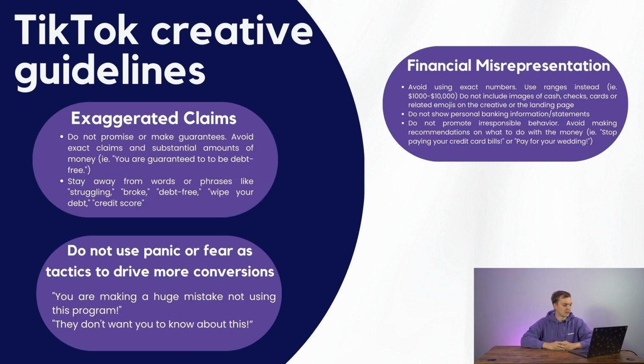And some more examples: don't make any promises or guarantees, and don't use any phrases like struggling, broke, or debt free. Also, do not use panic or fear as tactics to drive more conversions. A lot of affiliate marketers actually do that, but TikTok really doesn't like that. So please don't say something like "you are making a huge mistake not using this program." No, definitely not. And finally, for financial misrepresentation, please do not use exact numbers. Try to use some ranges, like "you can reduce your debt by $1,000 to $10,000," because it really depends on the person's situation, on their initial debt amount and other factors.